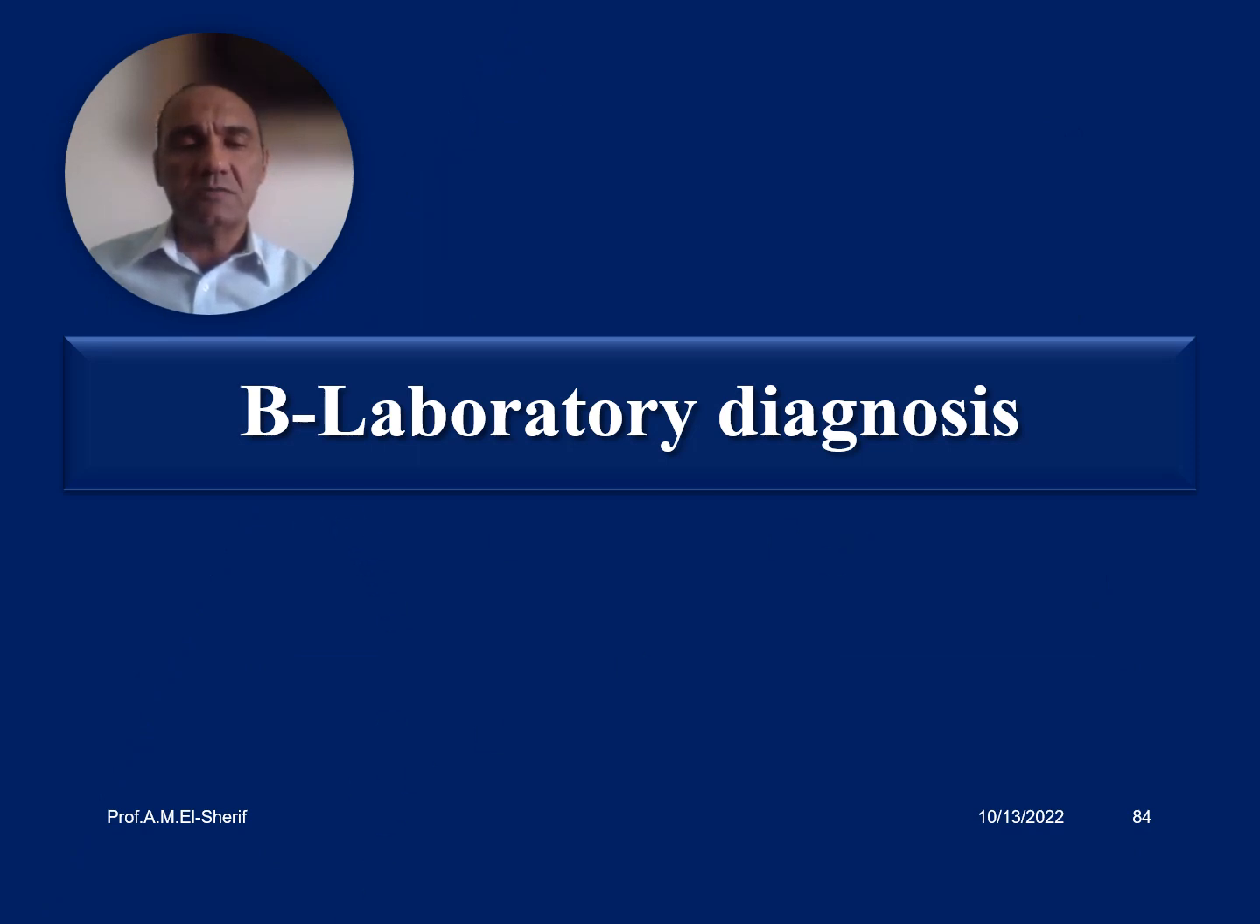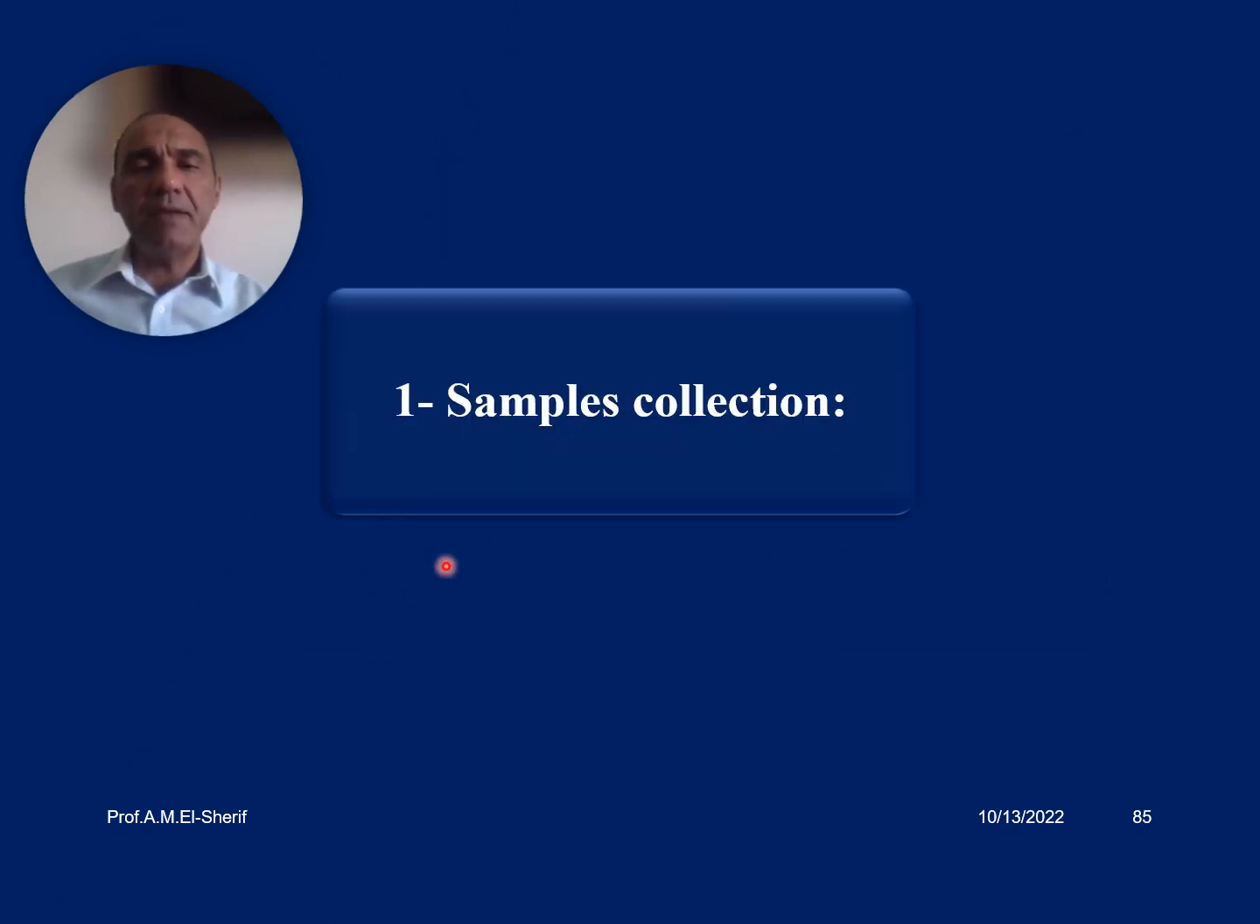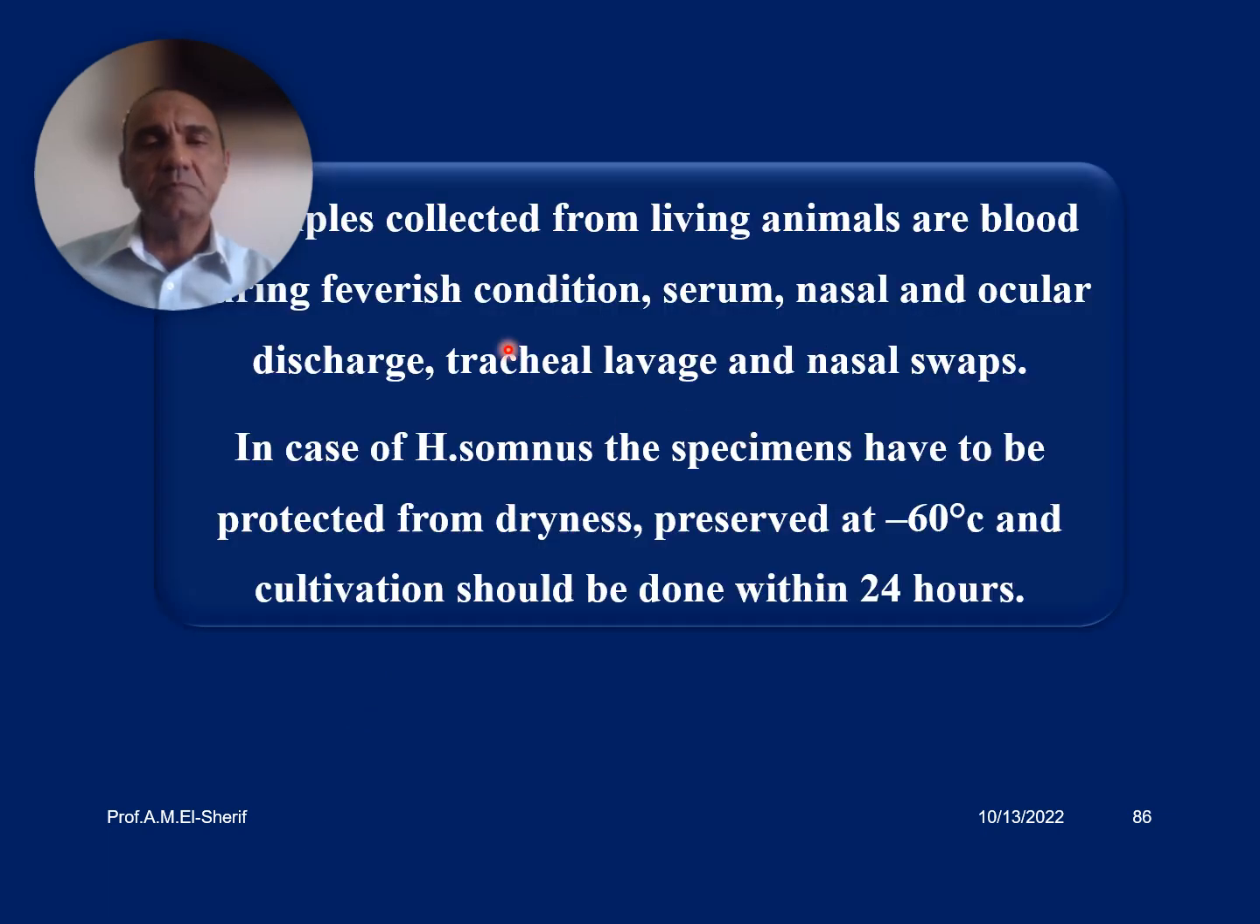Laboratory diagnosis. Number 1, sample collection. Samples collected from living animals are blood during the feverish condition, serum, nasal and ocular discharge, tracheal lavage, and nasal swabs. In case of Haemophilus somnus, the specimens have to be protected from dryness, preserved at 6 degrees centigrade, and cultivation should be done within 24 hours.